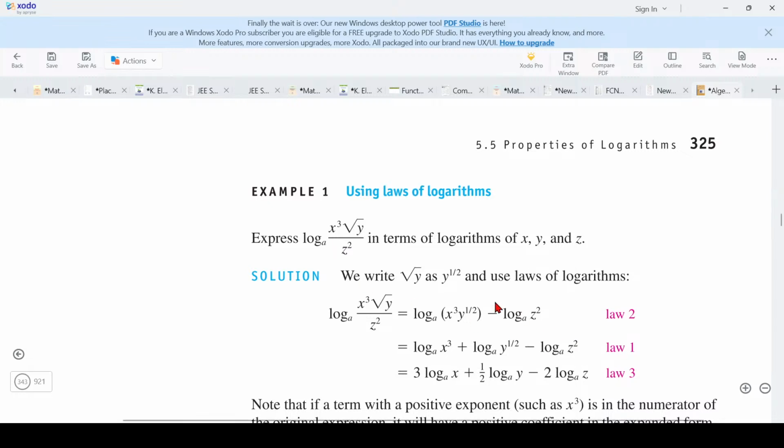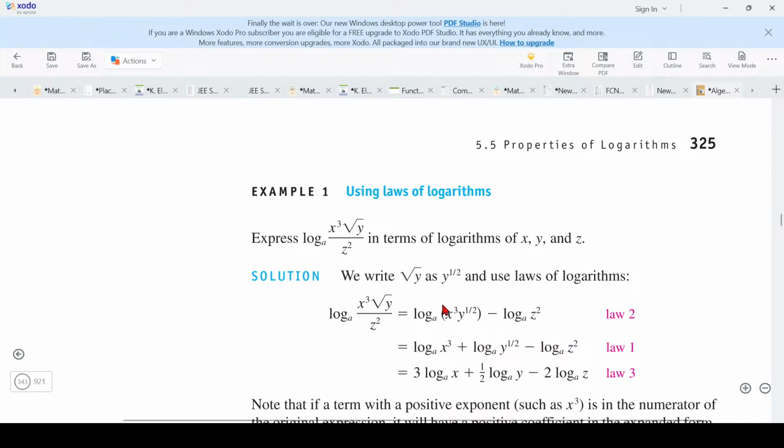Okay. See first, log a x cubed y raised to half minus log a z squared, with base a. Basically, log a by b is equal to log a minus log b. That's what he has done first.